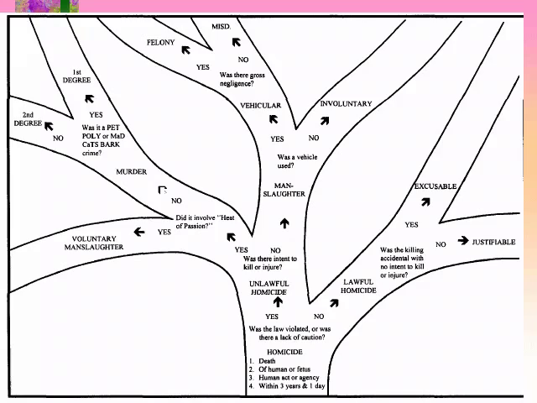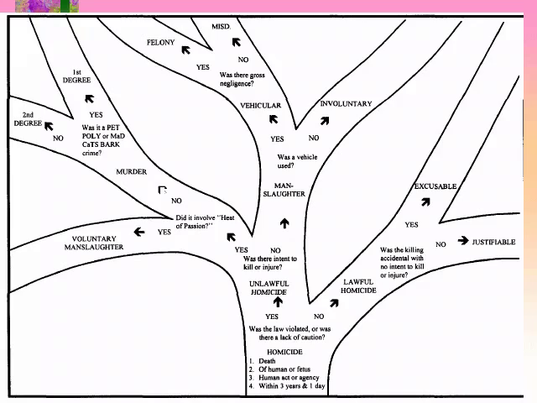Now, if you look and follow the tree that's listed in front of you, you can see that you have a couple of things you can look at. If you start at the very base of the tree, you have homicide, death of human or fetus, human act or agency, 3 years and 1 day. If you go to the right, look at the question above it. Was the law violated, or was there a lack of caution? If the law was not violated and there was no lack of caution, it's probably a lawful homicide.